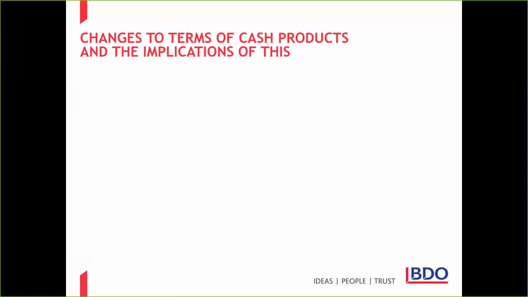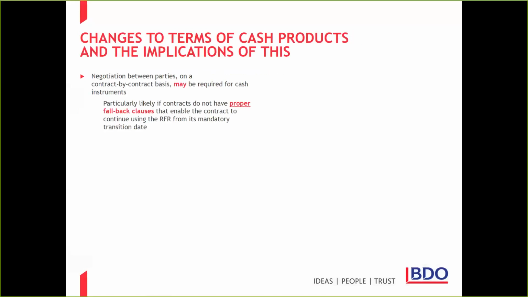So we've spoken a fair bit about hedge accounting. Let us turn to the implications of interest rate benchmark reform on cash products, for example, loans receivable and borrowings payable. Lenders and borrowers may need to modify contracts.